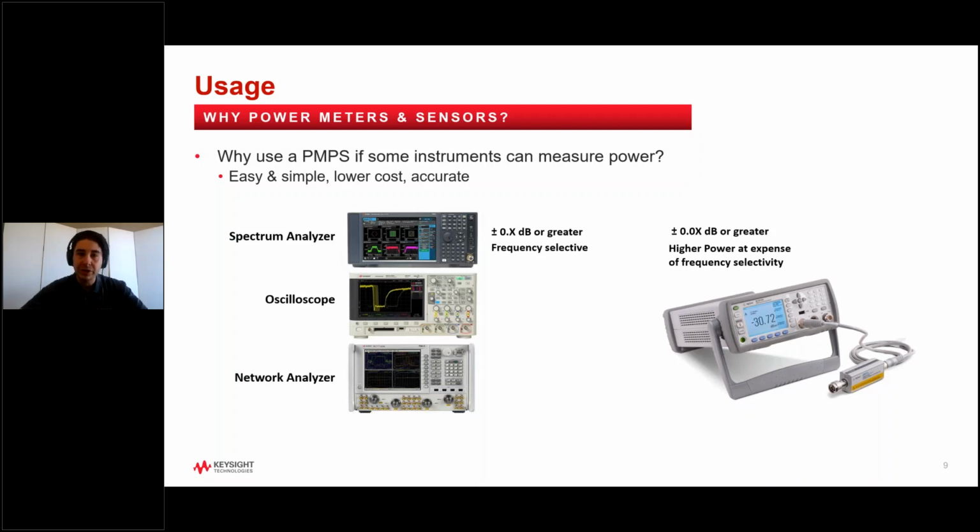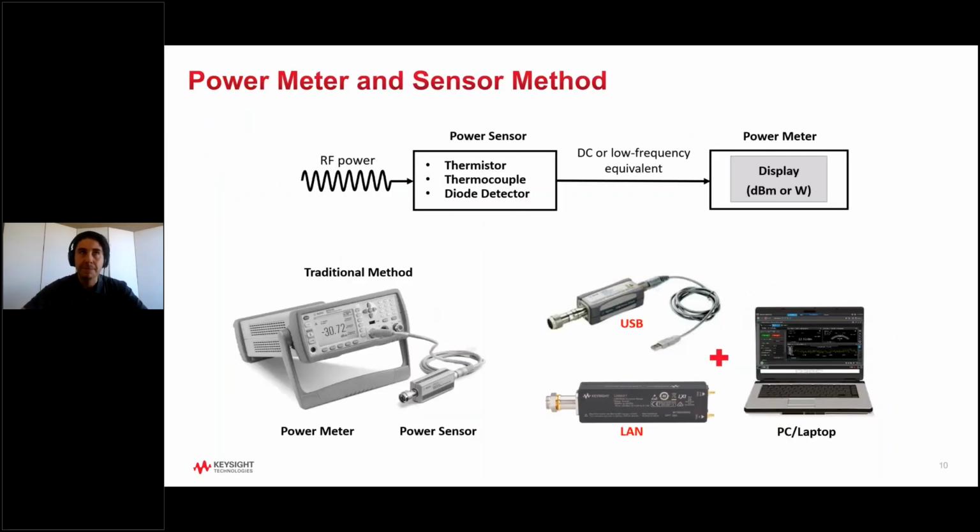We show here our traditional technique, and we've come a long way since then. This diagram shows the basic method of measuring high frequency power using a power meter and power sensor. Simply, the power sensor converts high frequency power to a DC or low frequency signal that the power meter can then measure and relate back to an RF level. The meter displays the detected signal's power value in dBm or in watts.